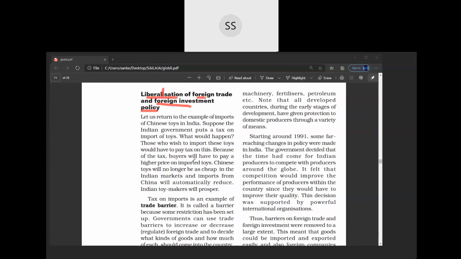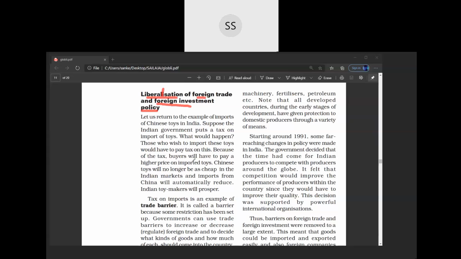By 1990, our government realized that our producers were ready to compete with other countries. Because now, after so many years, they have established well. Now they can compete with other countries. So in 1991, the government changed its policies and removed all the trade restrictions.